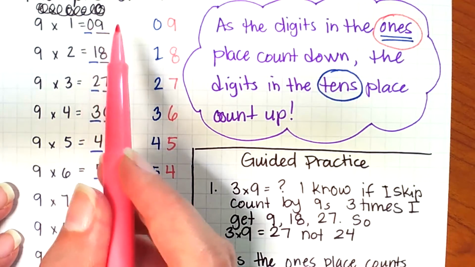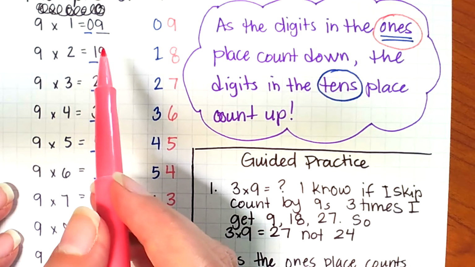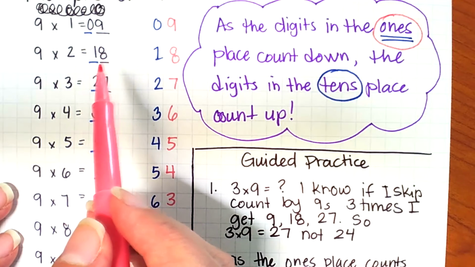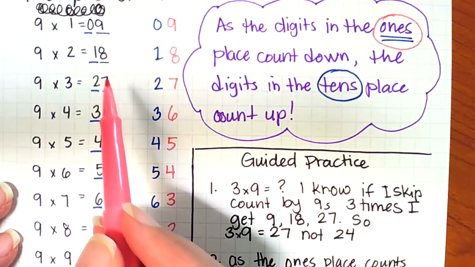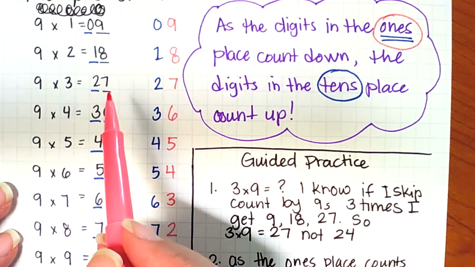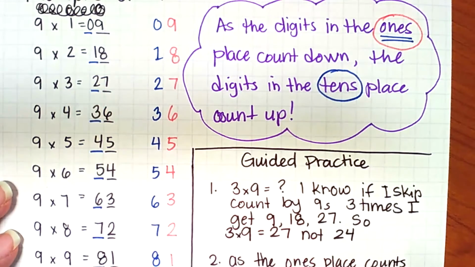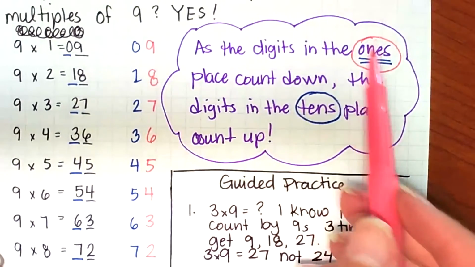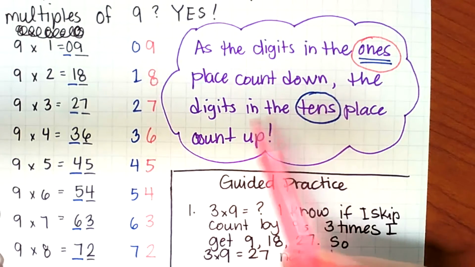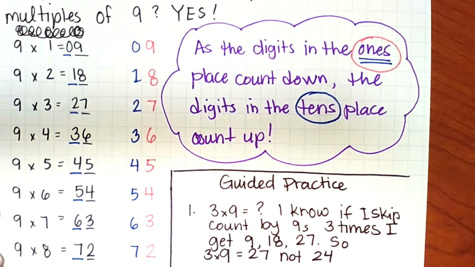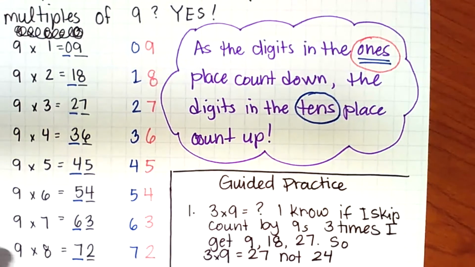So over here, we had all 9 of them here with nothing here. When we moved 1 over, then we had 8 over here and 1 over here. Then we moved another 1 over. So we had 7 over here and then 2 over here. So as the digits in the ones place count down, the digits in the tens place count up. Now let's take a look at our guided practice question.